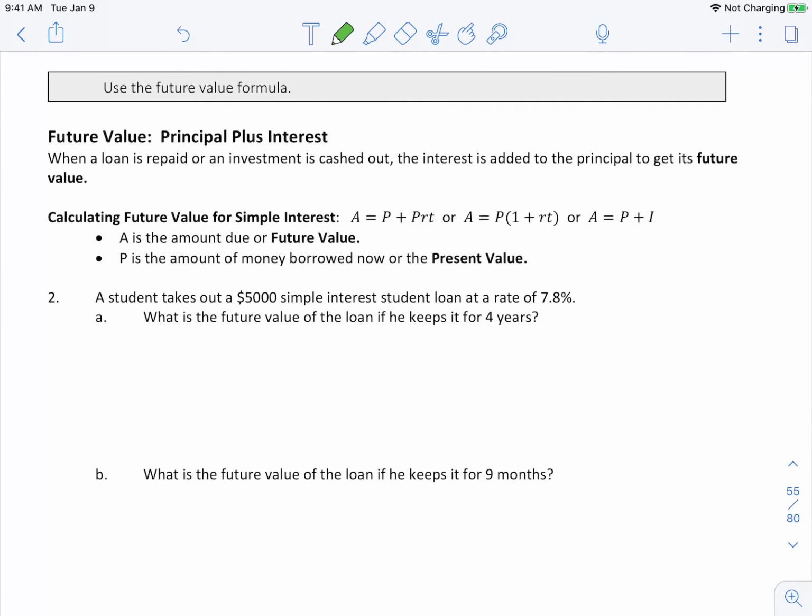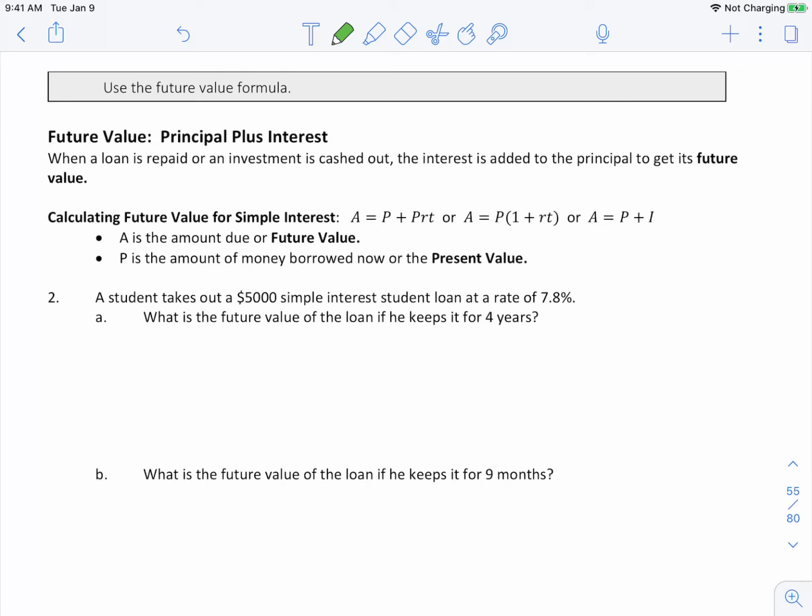Okay, future value is principal plus interest. When a loan is repaid or an investment is cashed out, the interest is added to the principal to get its future value. So to calculate future value for simple interest, A is equal to P plus PRT, or A equals P times in parentheses 1 plus RT. In other words, your A is equal to your principal plus your interest. So A is the amount due or future value. P is the amount of money borrowed now or the present value.